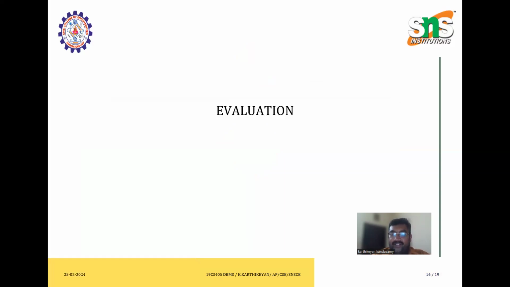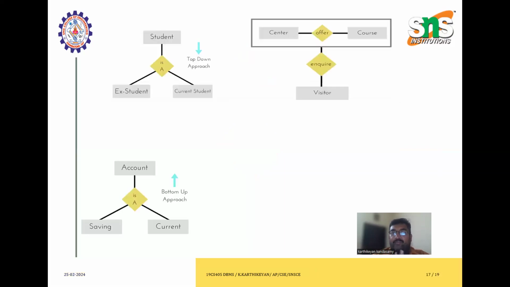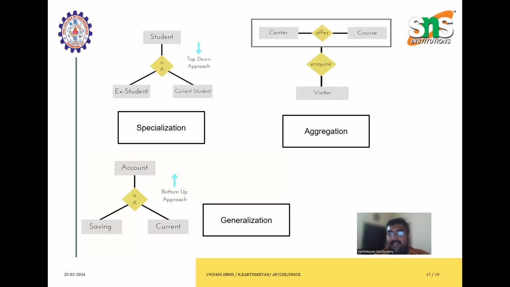So this is my evaluation part. We go for the next one. Please find out which one is aggregation, which one is specialization, and which one is generalization. Yes: specialization, generalization, aggregation. The first one is top-down, which is specific to specialization, and bottom-up is based on generalization, and the group of centers you can mention as aggregation.